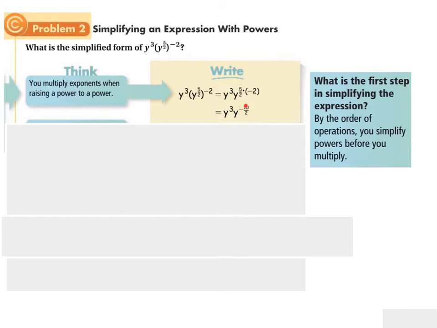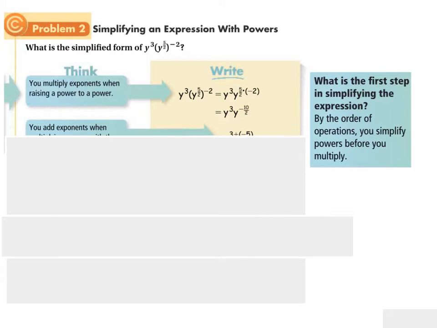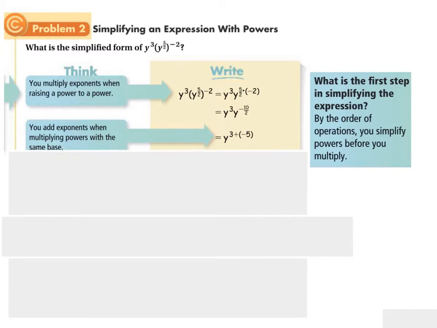Okay, obviously we can simplify that. We'll see that in the next step. So it says you add exponents when multiplying powers. So now they've simplified this right here, -10/2 to -5. That's the same thing, right? And since we have y to the third times y to the -5, they both have the same base of y, so we're going to add the exponents together. We're going to add the 3 and this -5.